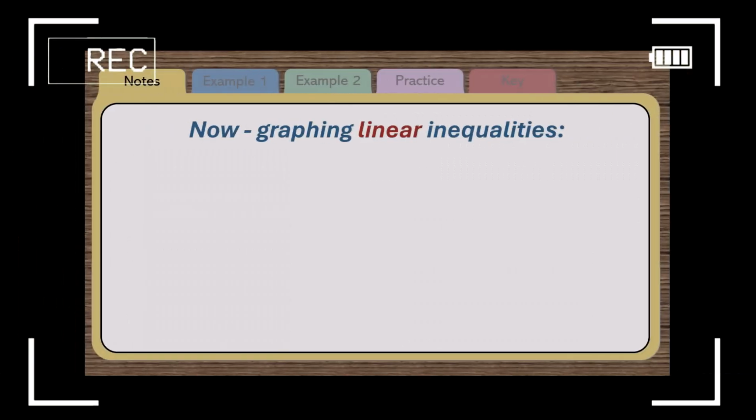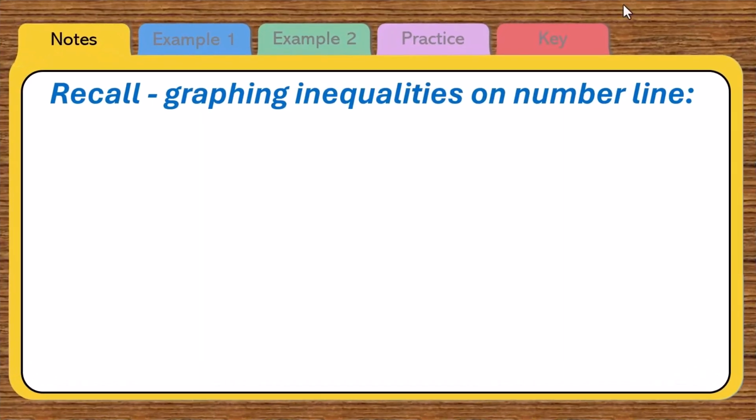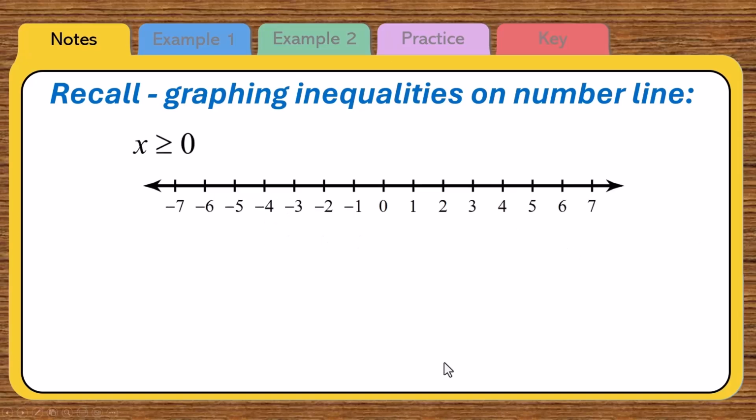Now, linear inequalities, the word linear means line. You are going to create graphs that look like this. You already know how to do graphing inequalities on a number line, but if you don't remember, let me remind you. Something like this. And then you would do the open or closed circle and then draw an arrow. So for this one, x is greater than or equal to 0.